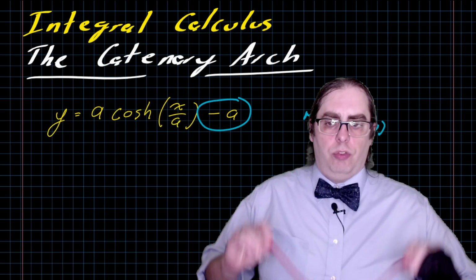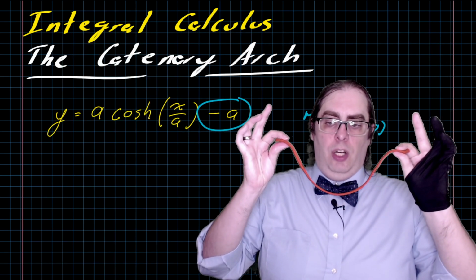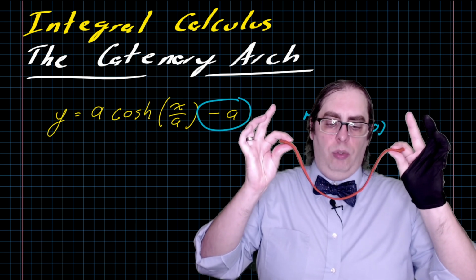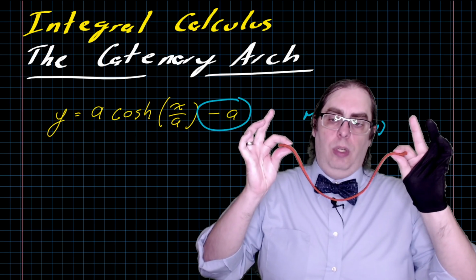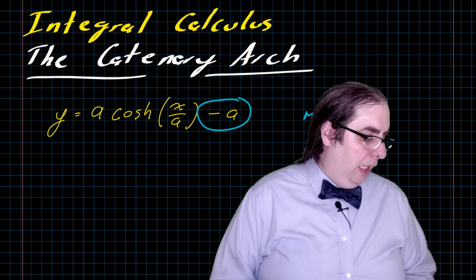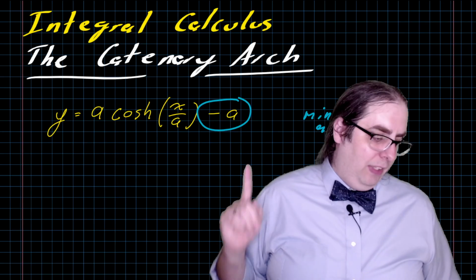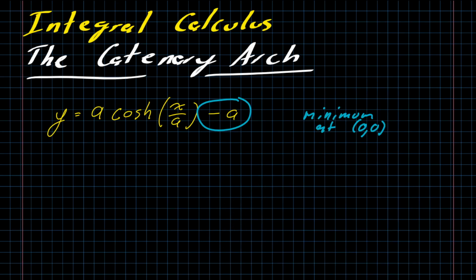We know just from our brief introduction that the catenary arc is going to have a symmetric appearance, and it is going to have a minimum at the center. The point of minus a is to put that at (0, 0). Before I do anything else, I want to verify a couple of things.